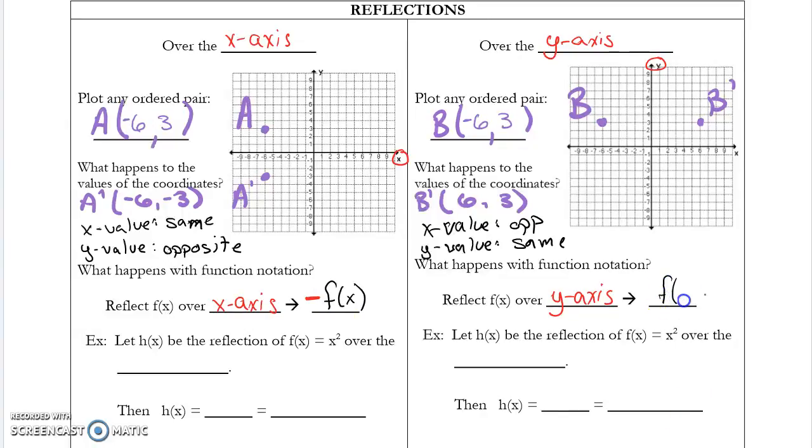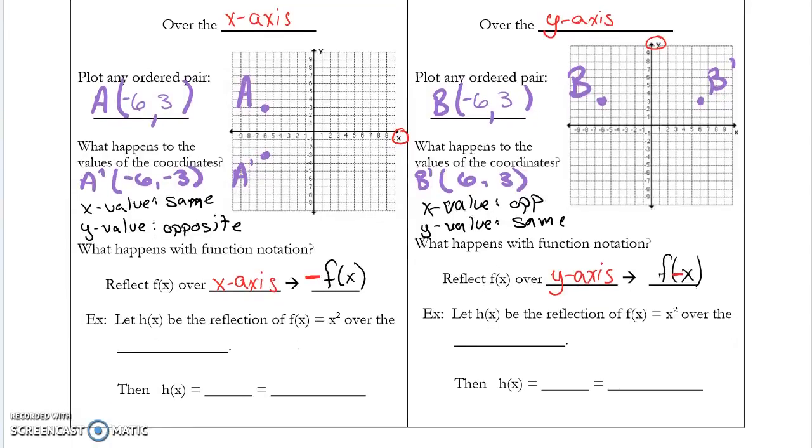Similarly, I have f of x here, but this time the y value stayed the same, so my f of x is going to still be positive. The x value is the opposite, so my negative goes inside here. It's the opposite of x in the function notation.